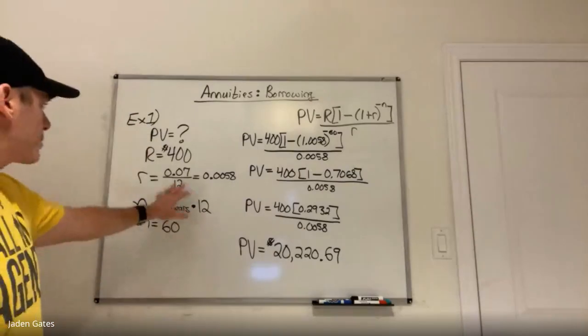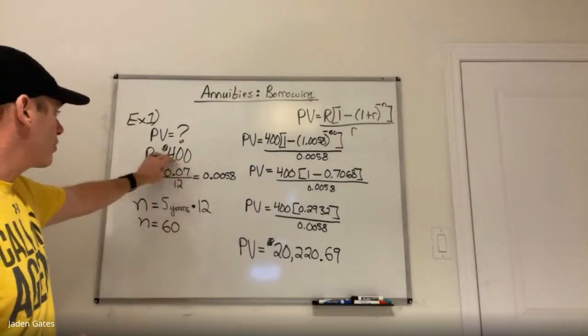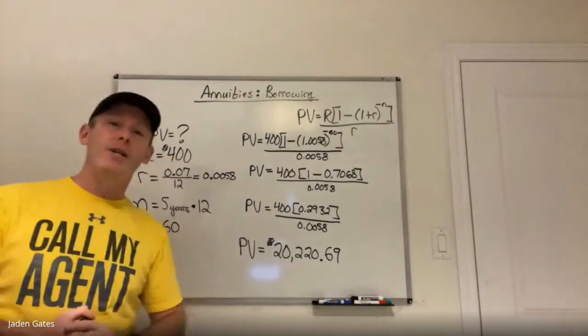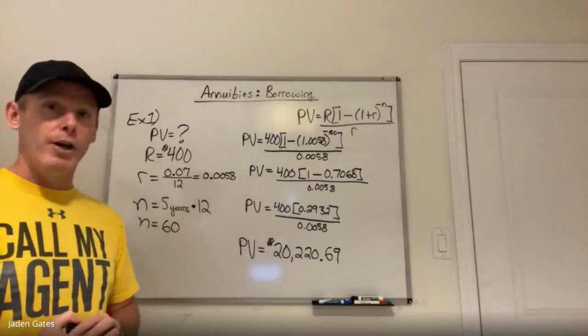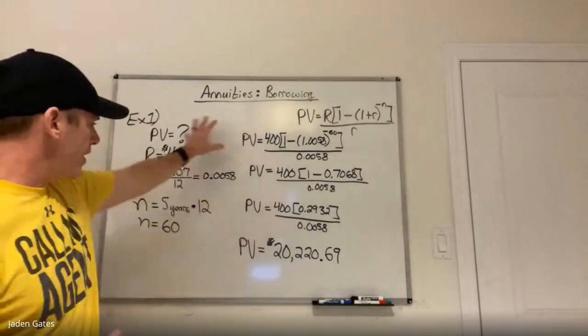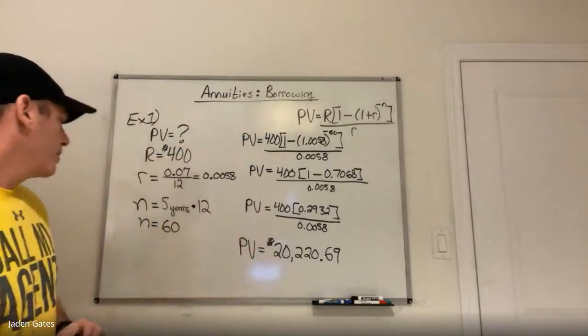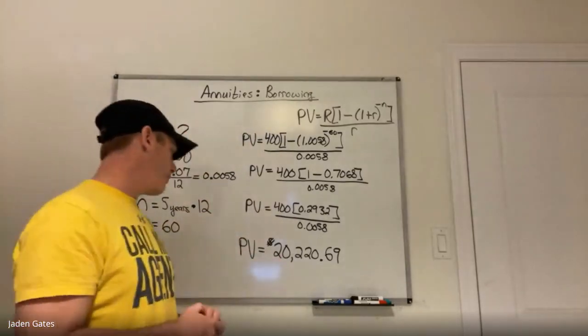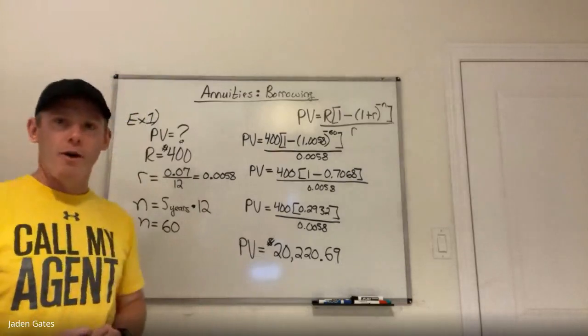So in this case, this person here can afford $400 a month. 7% right now is a standard interest rate for a car loan. I know that because I just bought a car last year. And so in this case, you can afford a $20,000 car roughly.